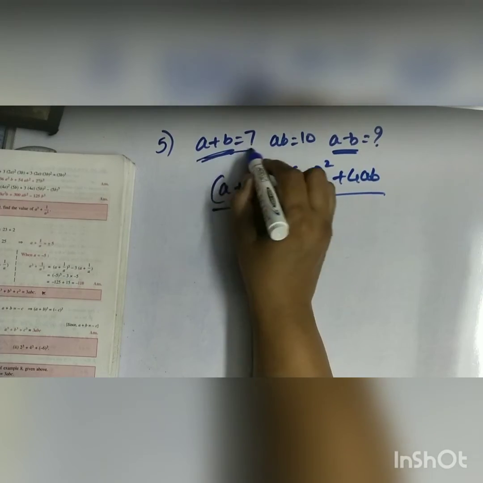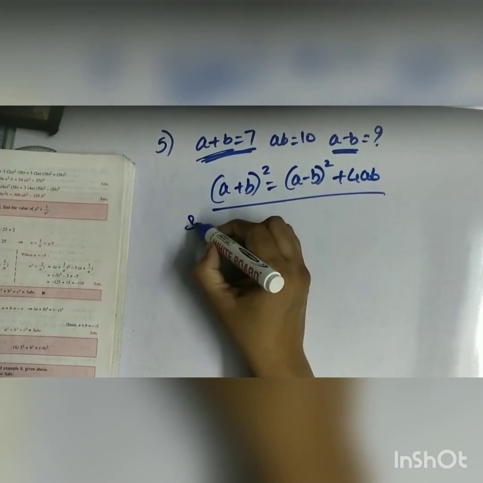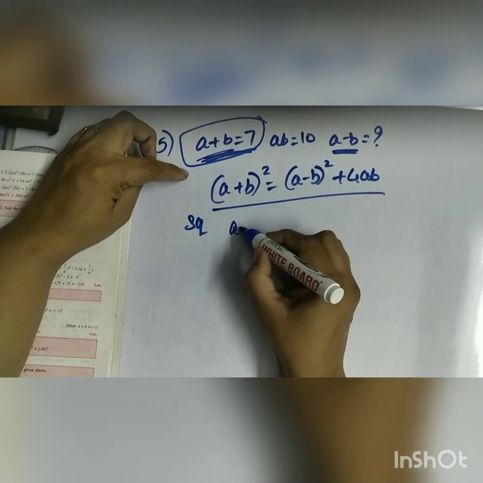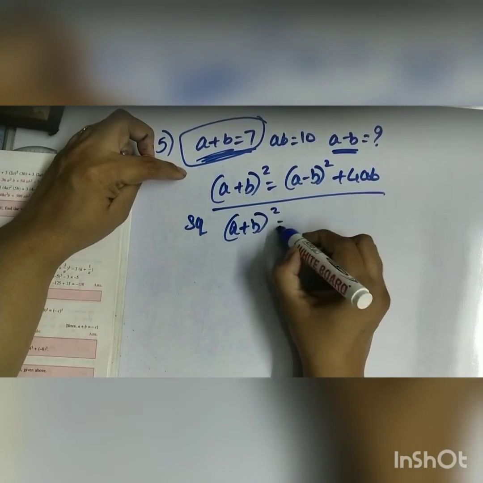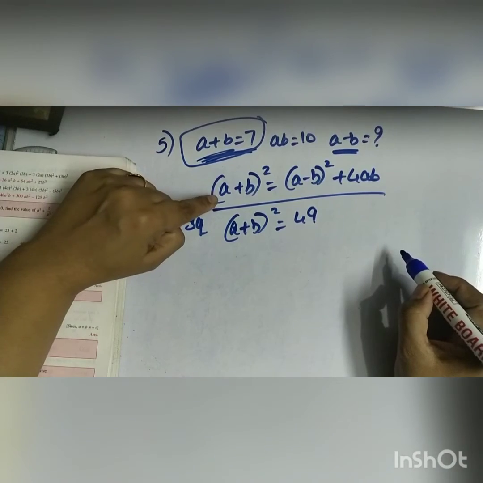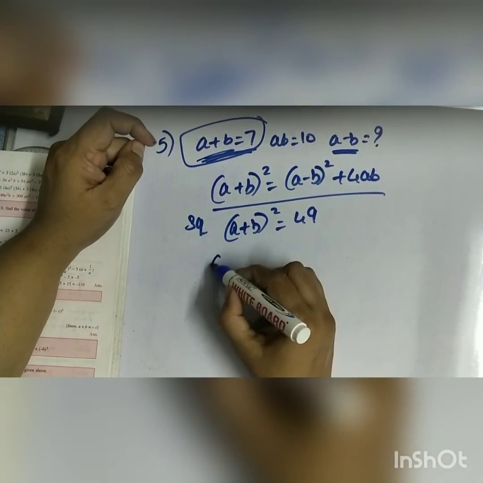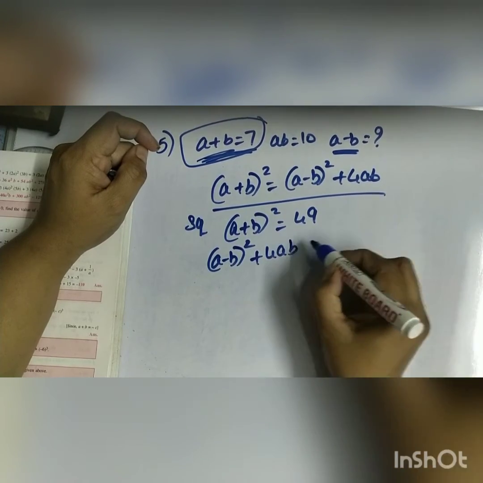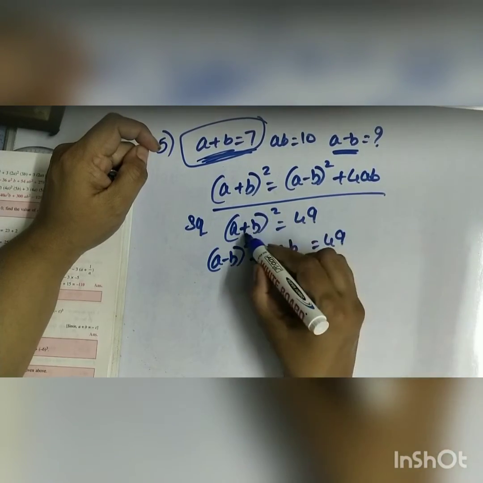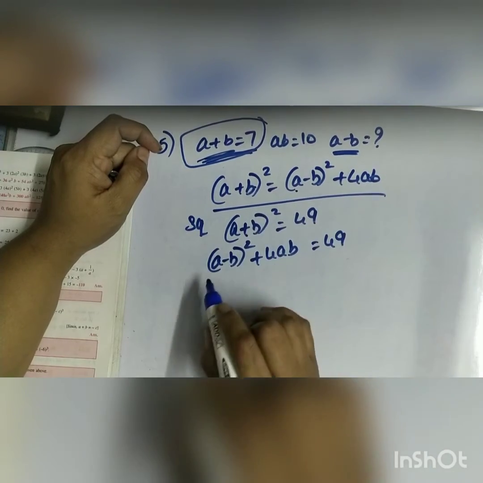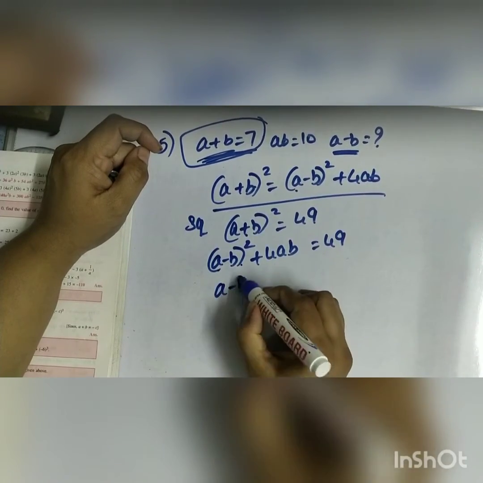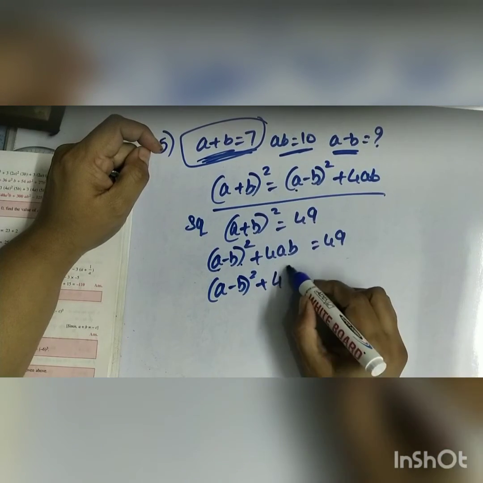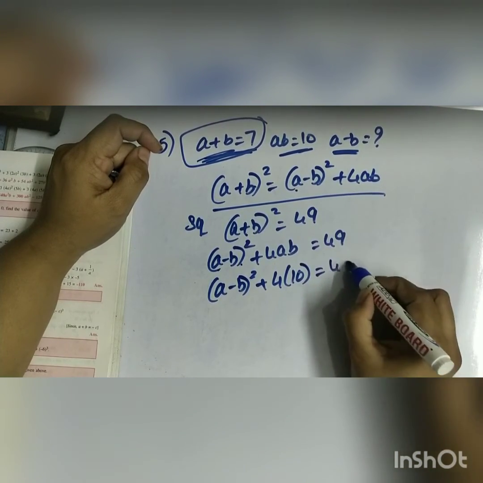So for this, let me square this equation, this particular equation. So what will I get? A plus B whole square is equal to 49, isn't it? And what is A plus B whole square? It is A minus B whole square plus 4AB is equal to 49, isn't it? I've replaced A plus B whole square with this. So A minus B whole square I'll keep as it is. And we have AB value as 10. So 4 into 10 is equal to 49.